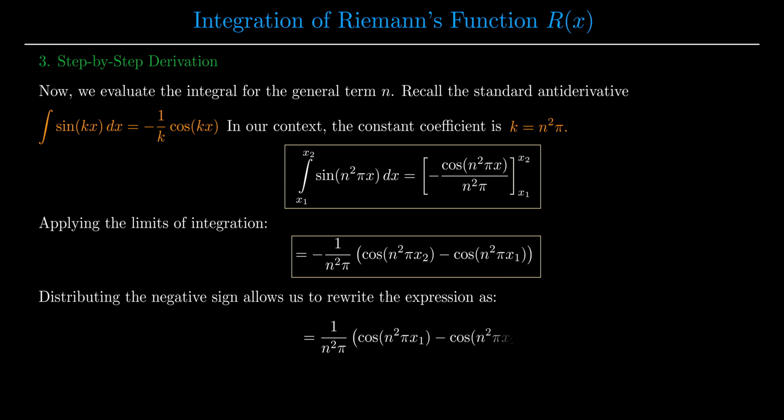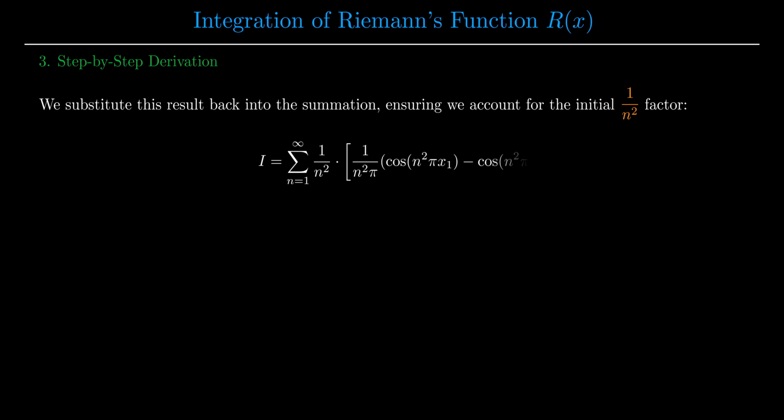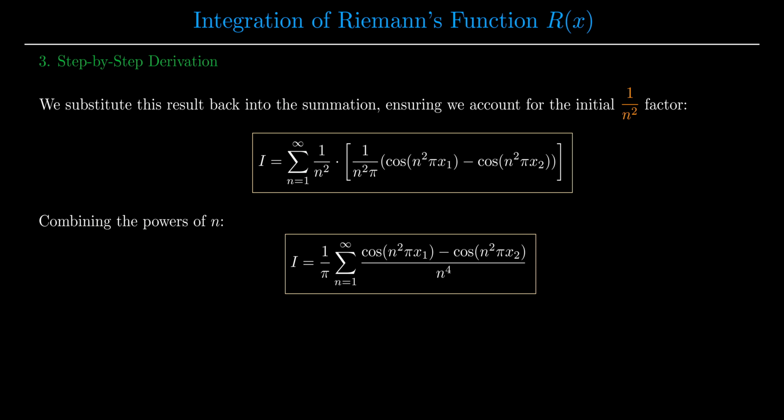Distributing the negative sign allows us to rewrite the expression as 1 over n squared pi times the quantity cosine of n squared pi x1 minus cosine of n squared pi x2. We substitute this result back into the summation, ensuring we account for the initial factor of 1 over n squared. Combining the powers of n, we arrive at our result. I equals 1 over pi times the sum from n equals 1 to infinity of cosine of n squared pi x1 minus cosine of n squared pi x2, all divided by n to the power of 4.